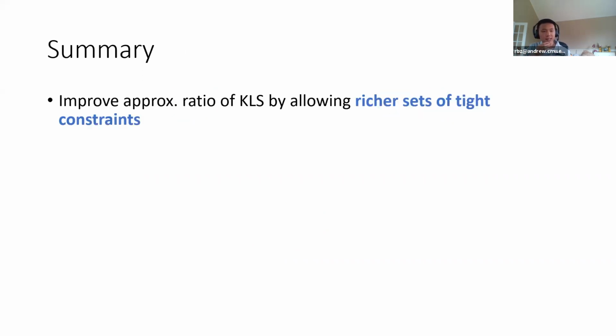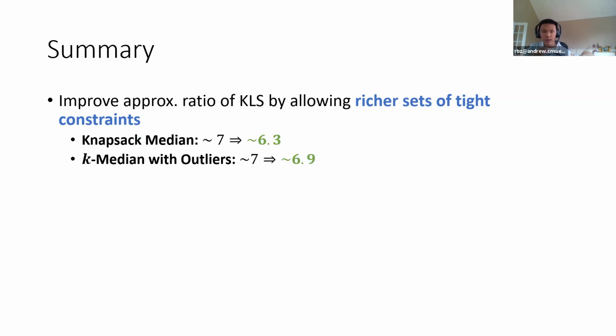So to summarize, we improved the approximation ratio of KLS by allowing a richer set of tight constraints. We generalized from one set of disjoint balls to two sets of disjoint balls. This allows us to improve the approximation ratio because we can add quarter steps instead of only half steps to this chaining procedure. And using this, we can improve the approximation ratio for knapsack median from 7 to about 6.3, and K median with outliers from 7 to about 6.9.